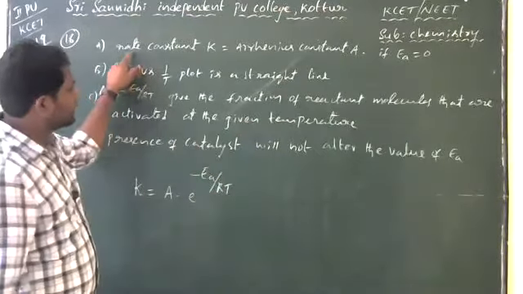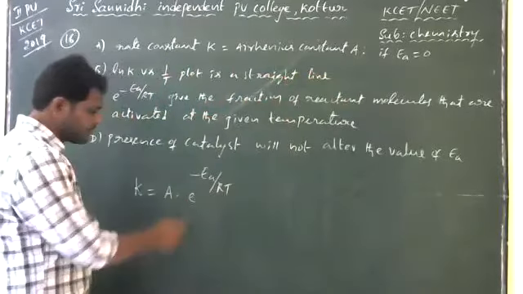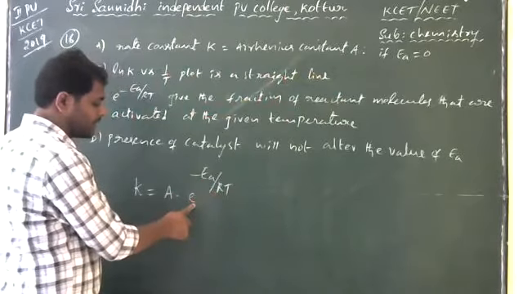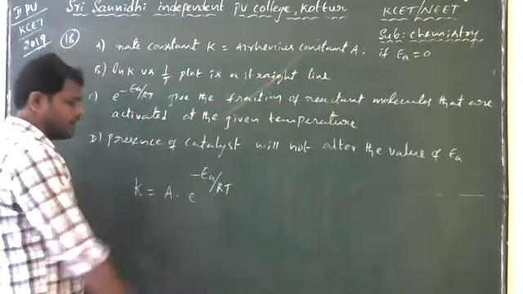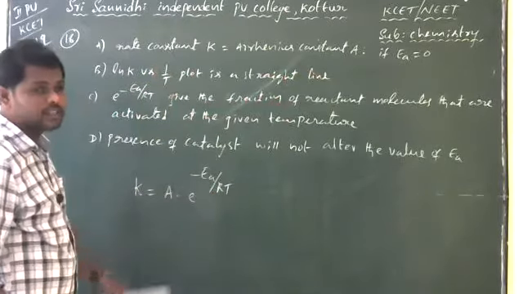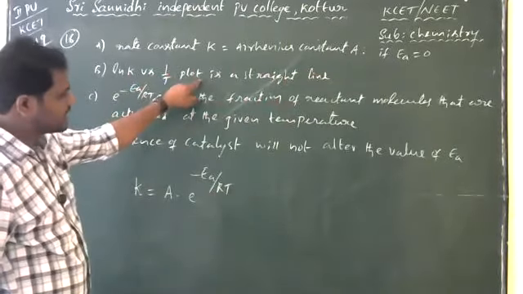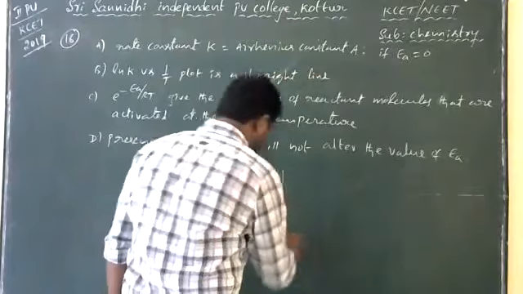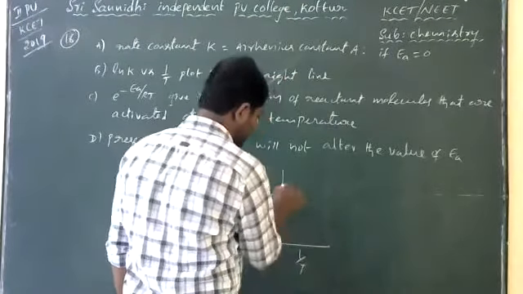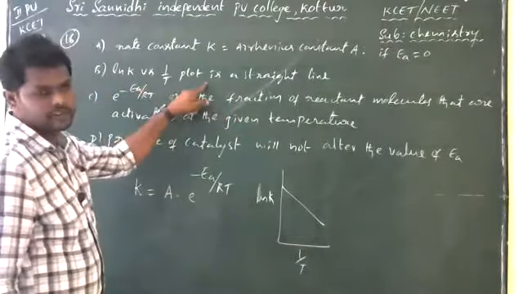So first statement, rate constant K is equal to Arrhenius constant if EA is equal to 0. Whenever EA is equal to 0, EA by RT is nothing but 0, then e to the power 0 is nothing but 1, that means K is equal to A, and it's also a right statement. But he asked which is the wrong statement. ln K versus 1 by T plot is a straight line, which is right.